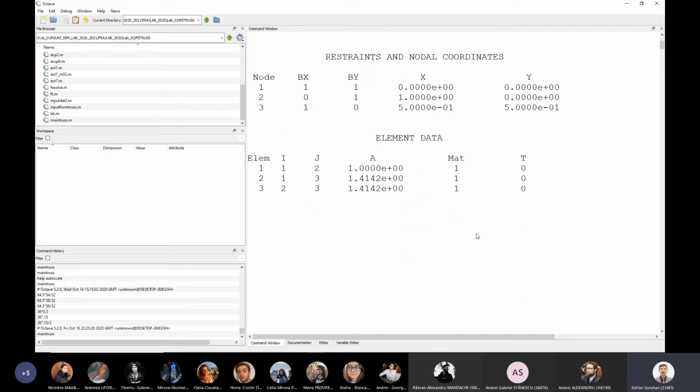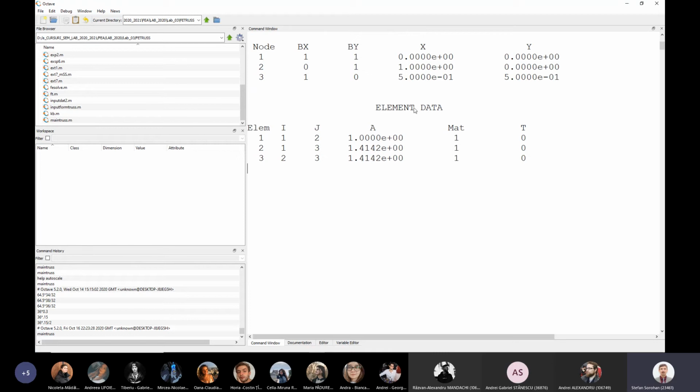Enter again. You will see some information about element data. So we have 3 elements. The end nodes are capital I and J. For example, element 1 is between node 1 and 2. Element 2, node 1 and 3, the same as in the course. Element number 3 is between 2 and 3. The cross-section area, the parameter A, was 1. So the first is 1. This is square root of 2 times 1, and it has a new cross-section area.